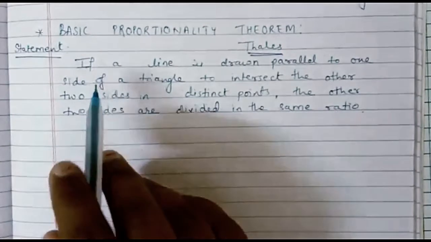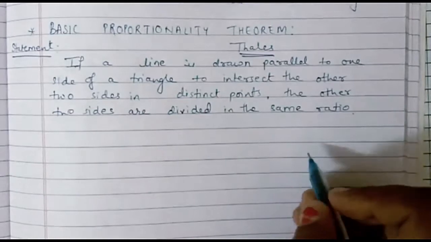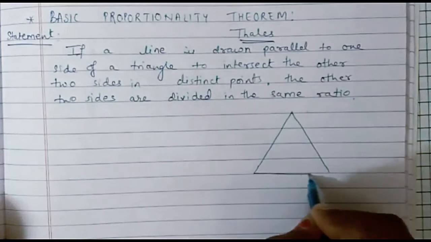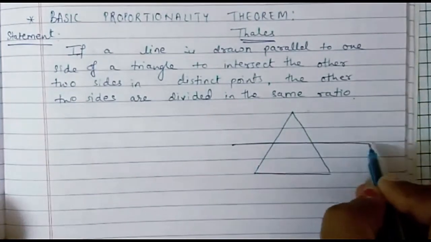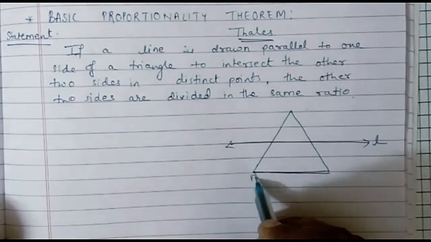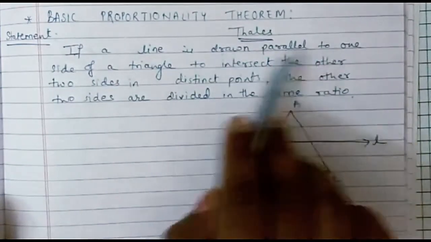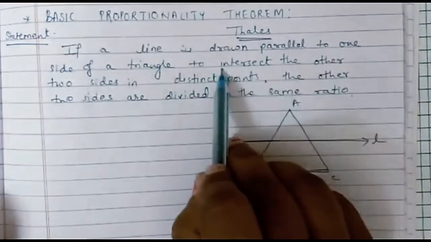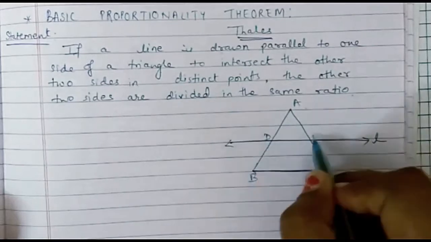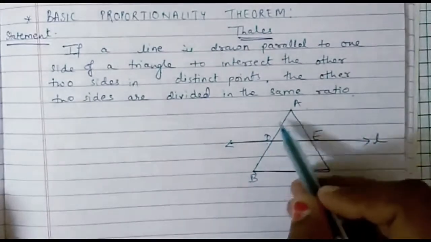Let us first understand. If a line is drawn parallel to one side of the triangle, so suppose we are assuming triangle ABC, and suppose you are drawing one line, right? This line L may be parallel to one side BC of triangle ABC. So it is given, if a line is parallel to one side of the triangle to intersect other two sides in two distinct points, let us take the points of intersection be D and E. Let me tell you, D and E are not the midpoints of the side.